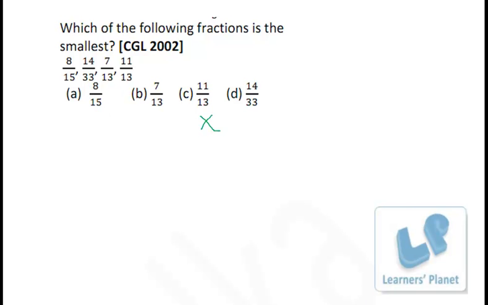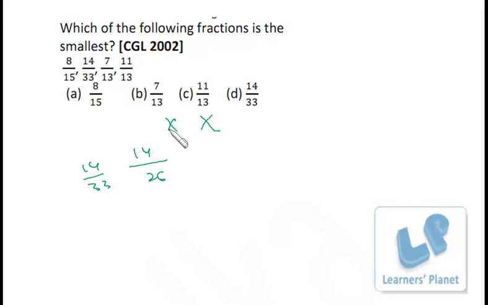Now just compare between 7 by 13 and 14 by 33. See here, if you double 7 by 13, what will you get? 14 by 26, and this is 14 by 33, right? So if the numerator is the same in the case of proper fractions and the denominator is different, then the one with the higher denominator will be the lower fraction. So 7 by 13 is not the correct answer either.